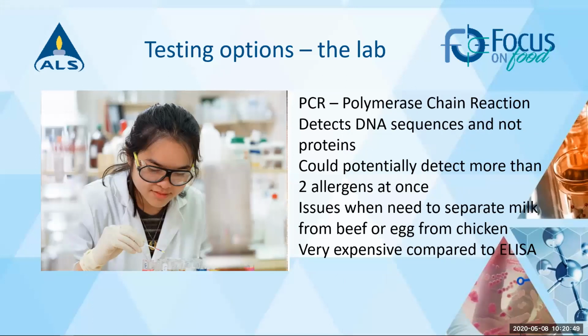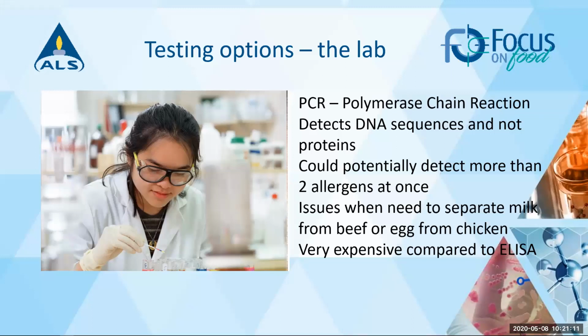Finally, PCR, polymerase chain reaction, is a method that detects DNA sequences of the allergenic species rather than the specific protein. The advantage is that this method can detect more than 2 allergens at once. It's more reliable than ELISA in highly processed matrices.